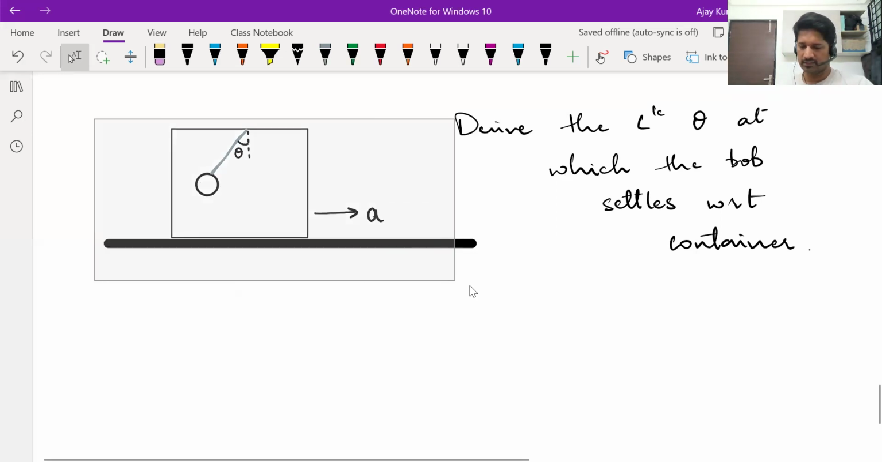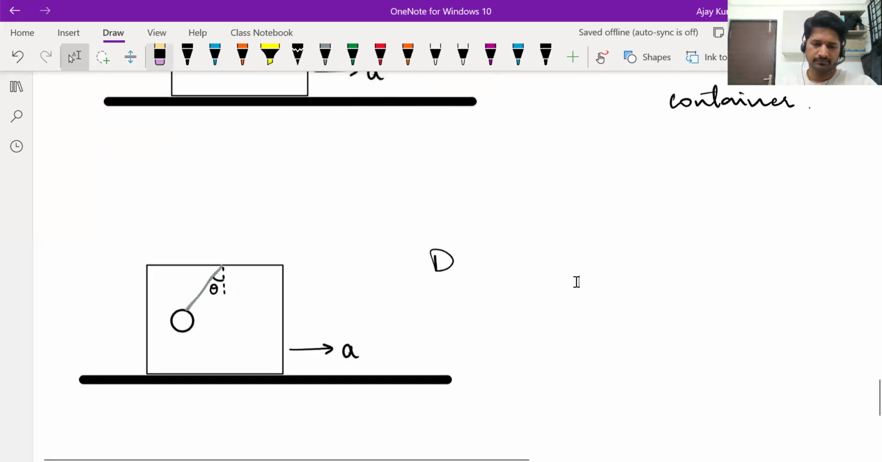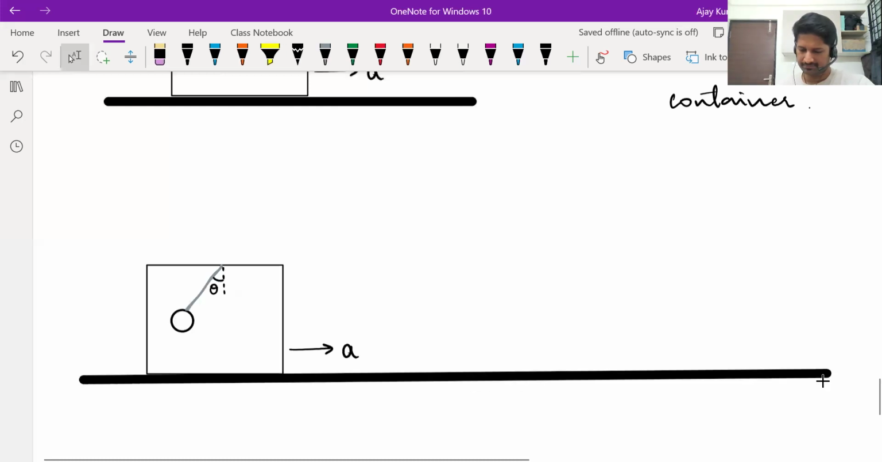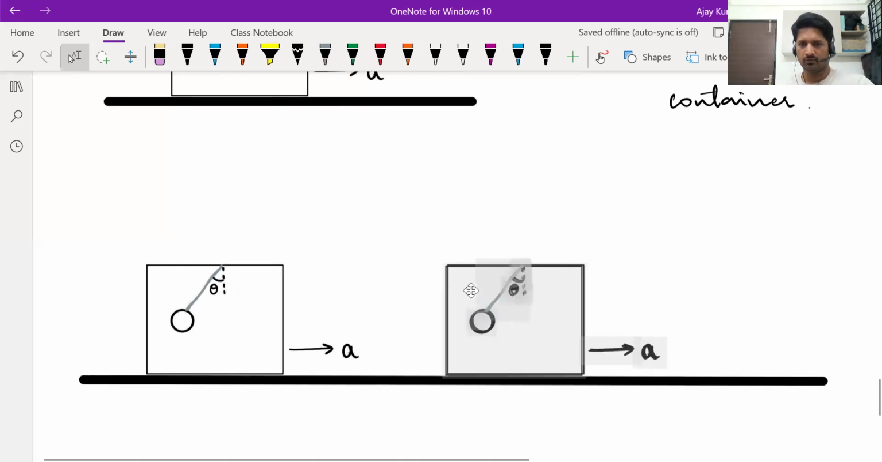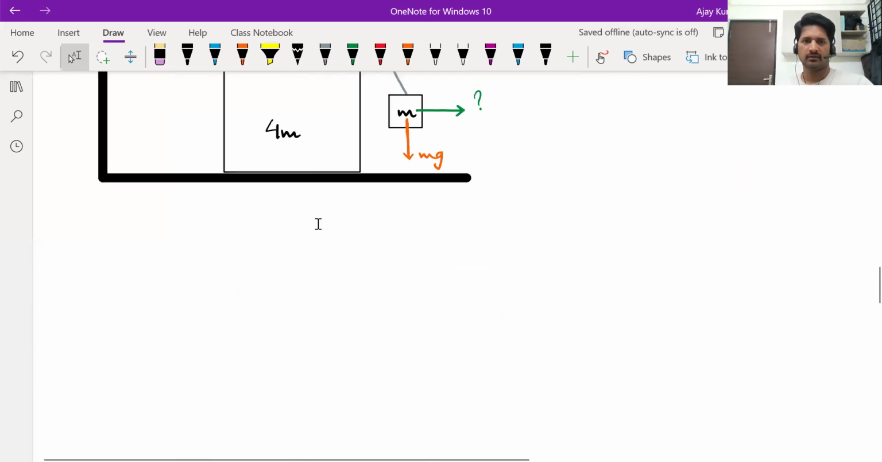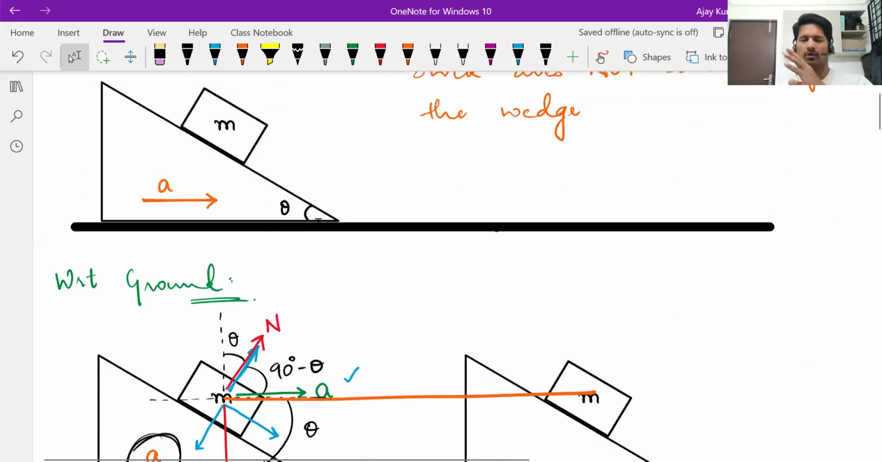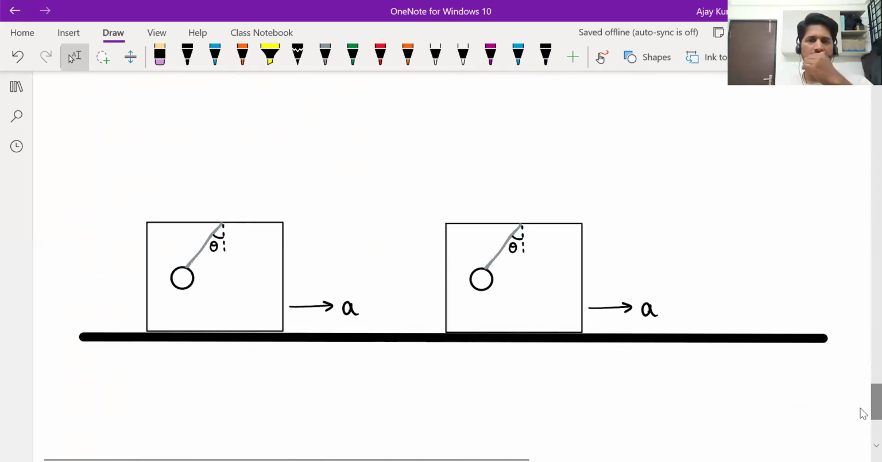Okay, what I mean is, finally, when the bob settles somewhere, they'll be moving like this. Container will move, the bob will move along with the container. Like the question that we first solved today, wedge moves, block has to go along with the wedge. Okay, so same thing here. Container moves, the bob has to move along with the container. So this is as seen from ground.